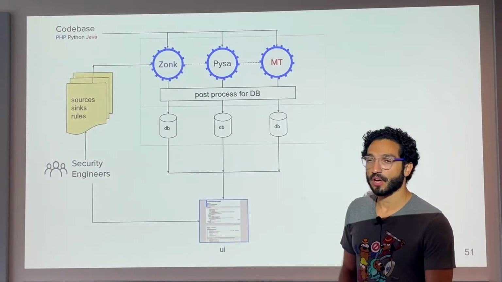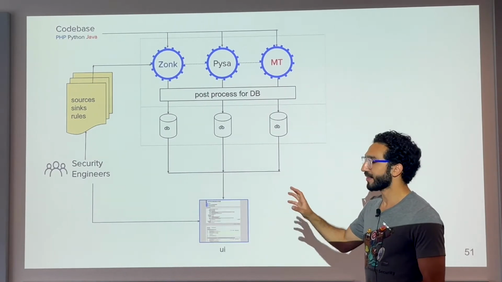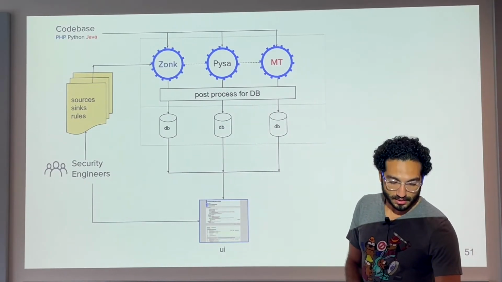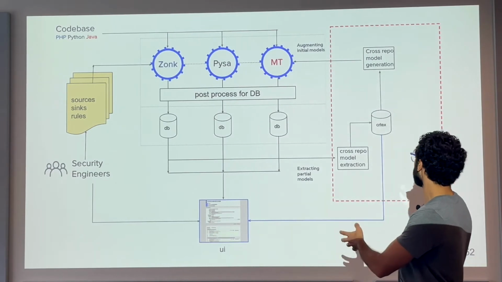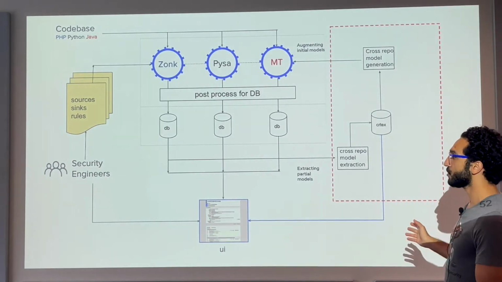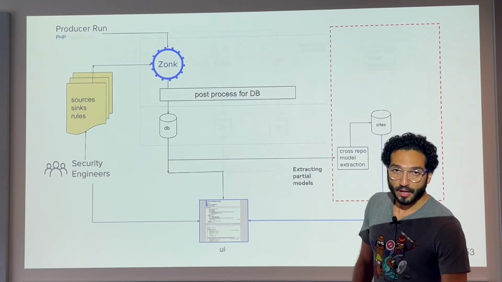Let's go back to our design diagram. So it used to look something like this before cross-repo taint flow analysis, but after cross-repo taint flow analysis, it looks like this. I know it is a lot to take in, so let's break it apart.